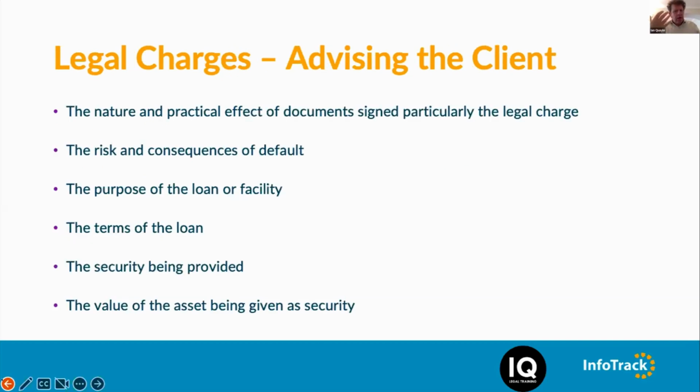So with regard to legal charges, just be aware of the fact that it is important, insofar as you are able, to offer some advice with regard to the legal charge, and in particular, the risks associated with default.